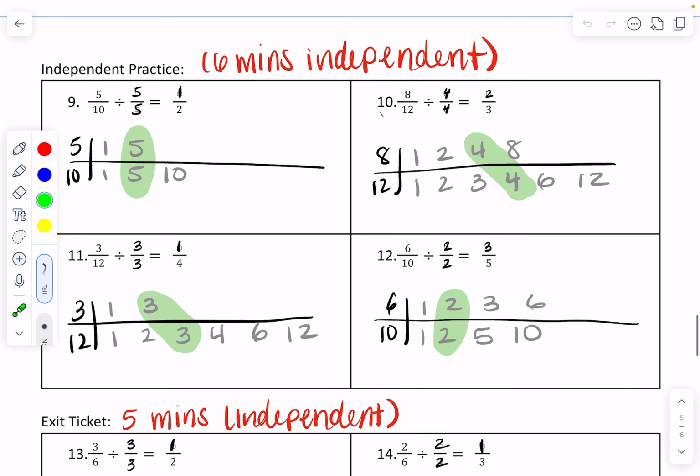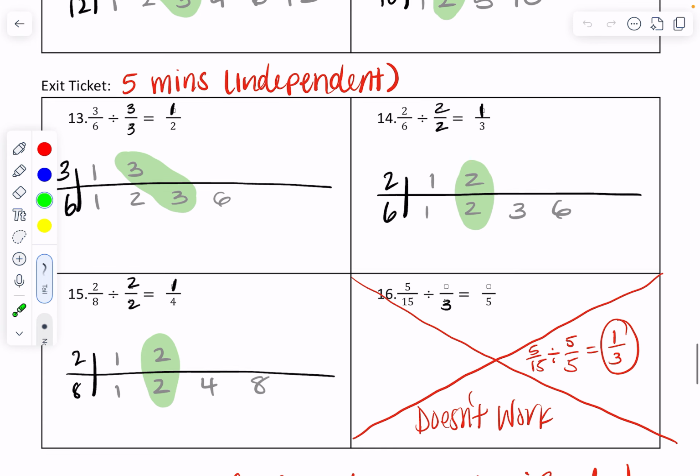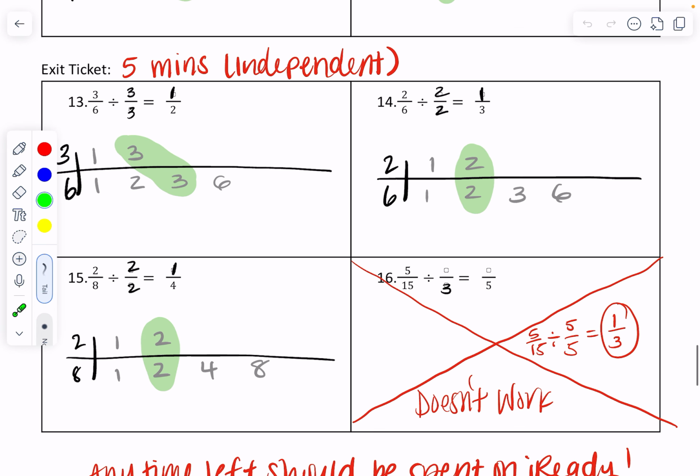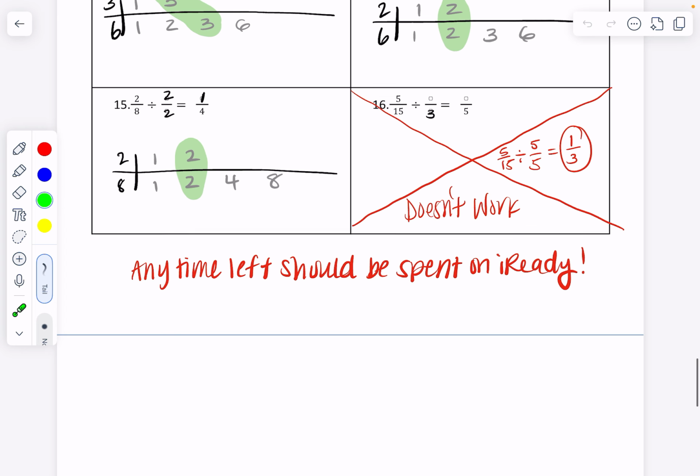And then we're going to do these next 4 questions, 9 through 12, independently before gradually releasing students to their 5 minutes of independent exit ticket time. Again, question 16 is just like the question I talked about above. It doesn't work. So students will only be working on questions 13, 14, and 15 for their exit ticket.